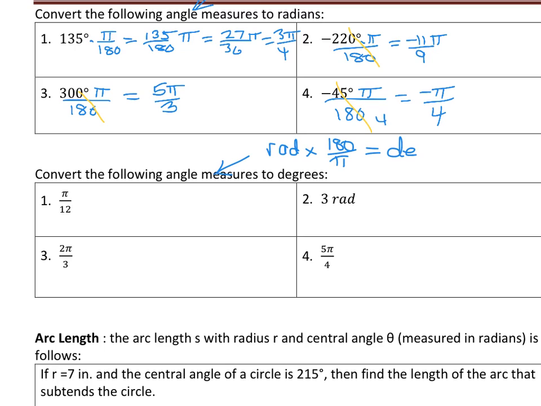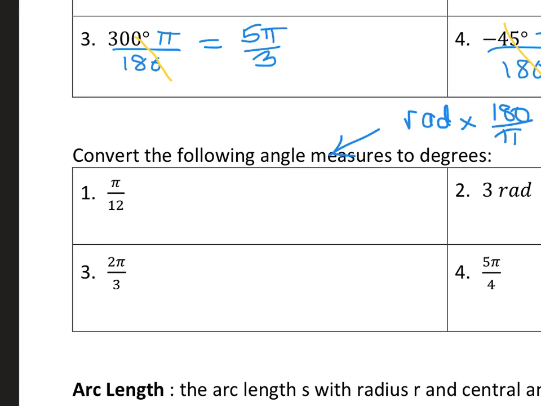And you're going to get your degrees back. So let's do a couple of examples here. We want 180 up here and pi below. The pi's cancel. And we have both divisible by 6, so we've got 30 over 2, which equals 15 degrees. I'll come back to number 2 in a second.